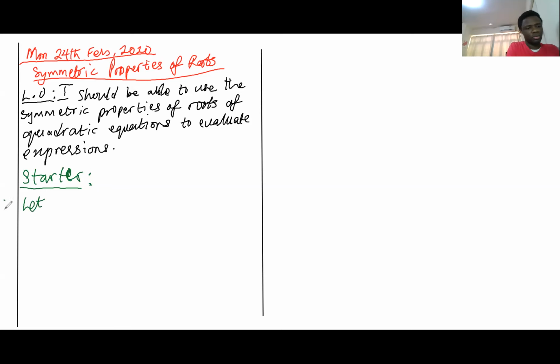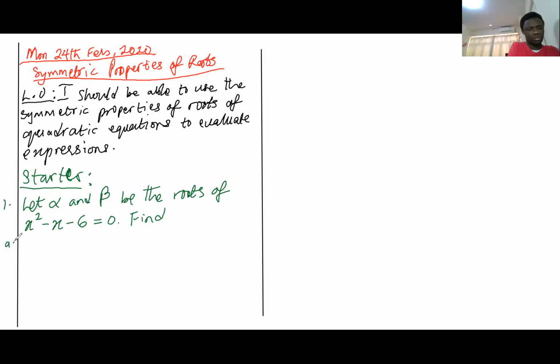So I will say, let the first one, let alpha and beta be the roots of x squared minus x minus 6 equals 0. Find alpha plus beta. Let's work this out. Begin the first one, please.